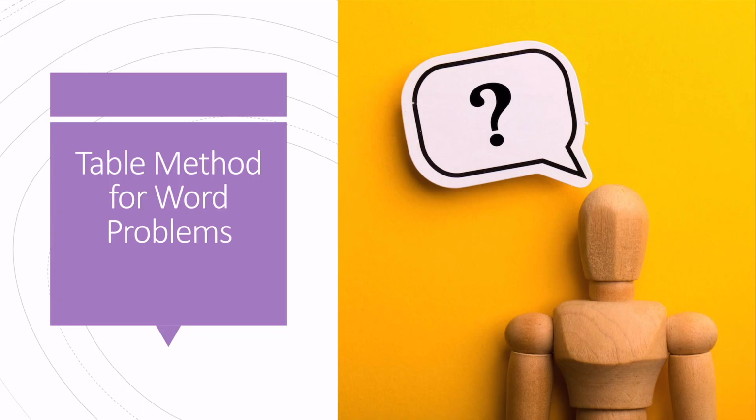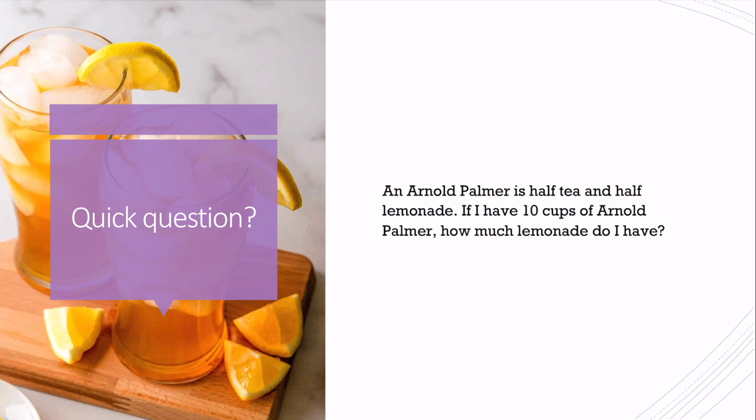The last 2 examples involve a table method for word problems. That's just a way to keep your information organized. And both of those have some kind of pre-questions to get us to start thinking about these issues. So I like to talk about Arnold Palmer. I don't know if you know what an Arnold Palmer is, but it's half tea and half lemonade. So my question for you is, if I have 10 cups of Arnold Palmer, how much lemonade do I have?